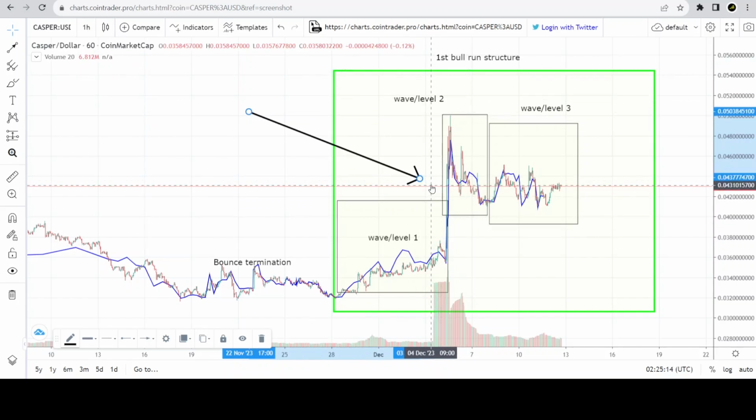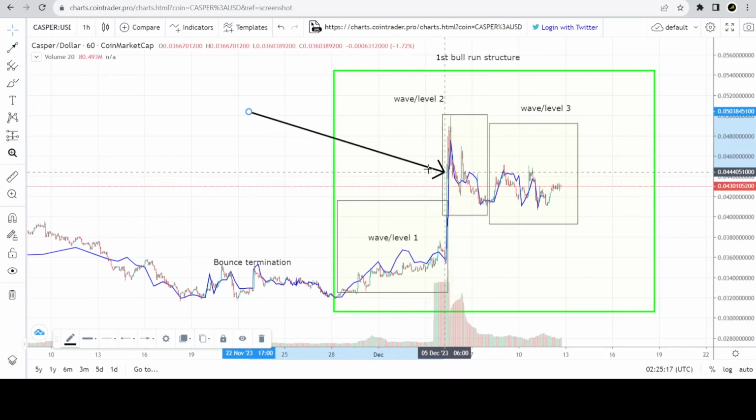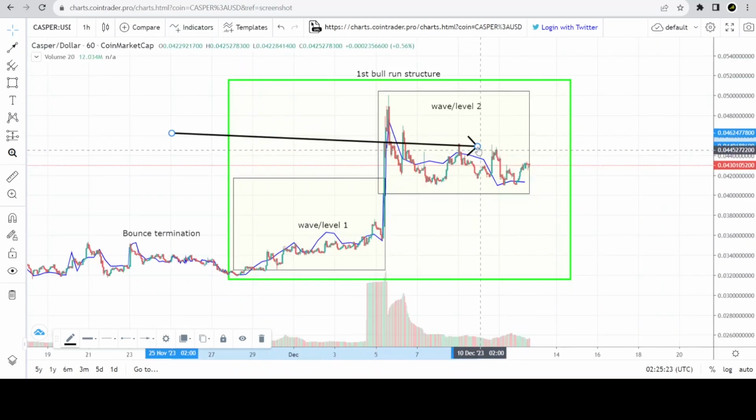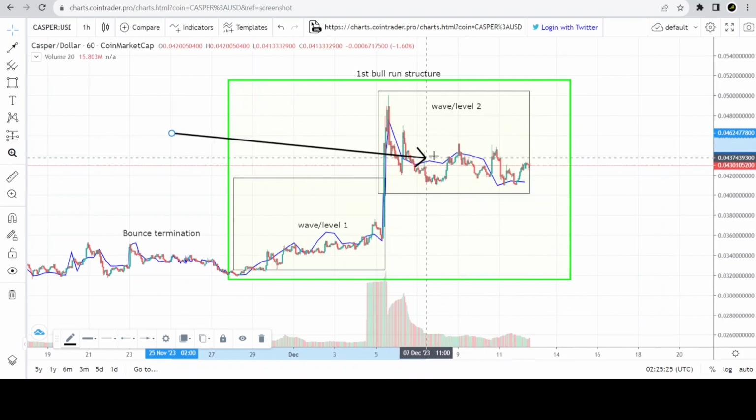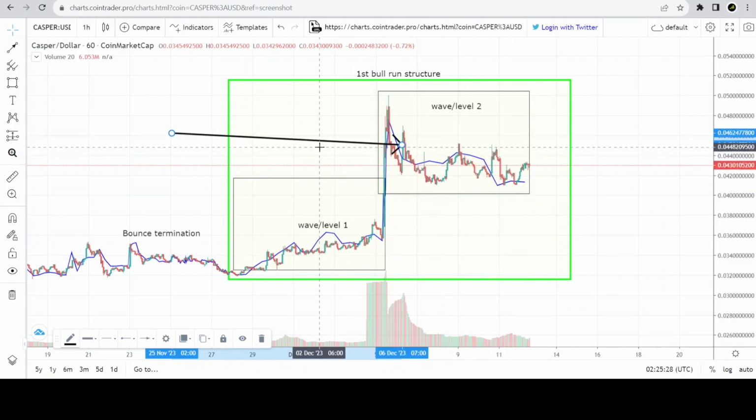So it's exciting times. We'll have to see which option. This is option 1, and here is option 2, where we have only completed level 2. We'll have to see which one plays out.